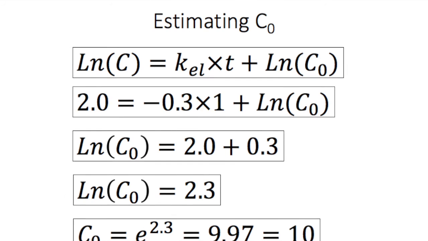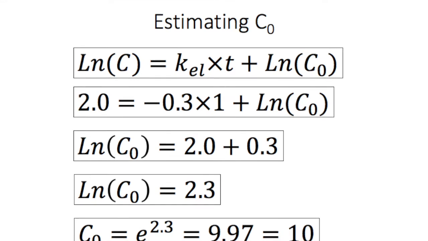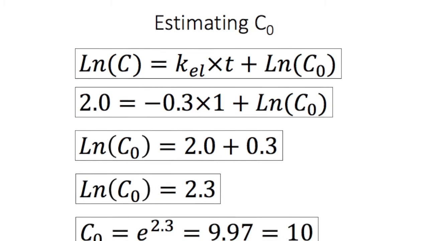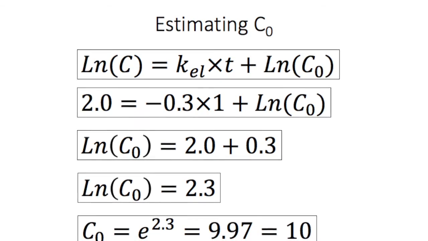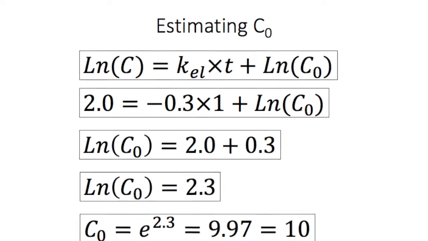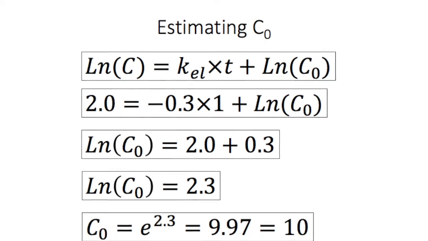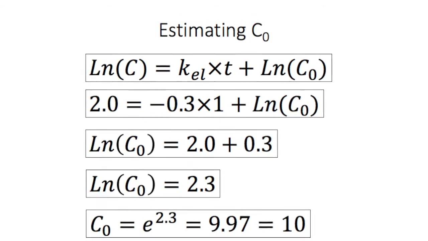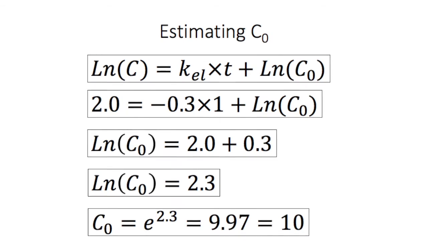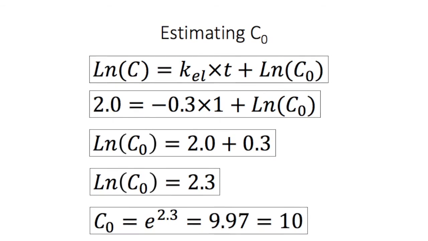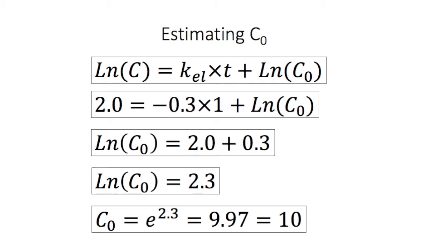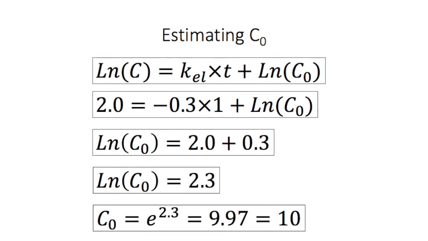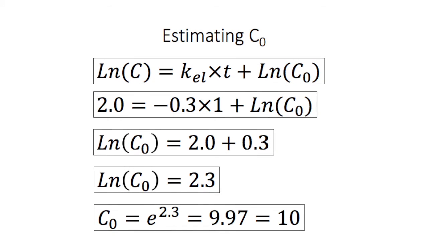Once we have a value for K elimination, we can get an estimate of the y-axis intercept, which is the Ln of the initial plasma concentration, or C0, by setting K elimination to its estimated value and then substituting any of the time concentration data pairs from our data set for the dependent and independent variables. Then the antilog of the intercept will give us the actual value of the initial concentration.